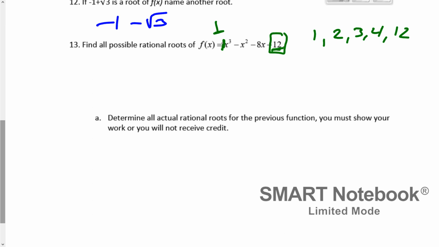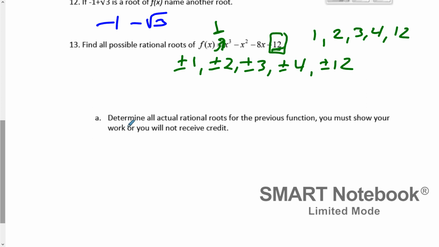So that means if this was a different number, say 3, then I would have 1 and 3, and I would have a total of 10 of them, and then all their plus and minuses. But since I have a 1 in front, I'm just dividing each of these by 1, so they're going to be the same. So I have plus or minus 1, plus or minus 2, plus or minus 3, plus or minus 4, and plus or minus 12. Okay, so that's the answer for 13.